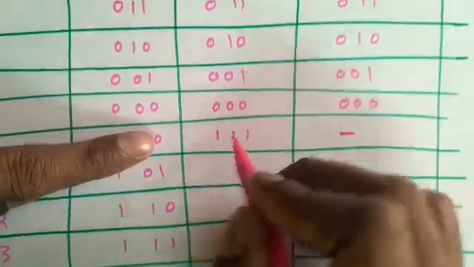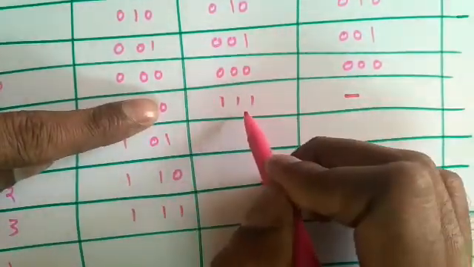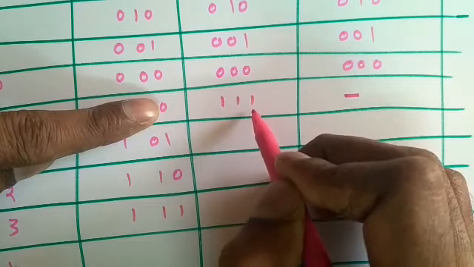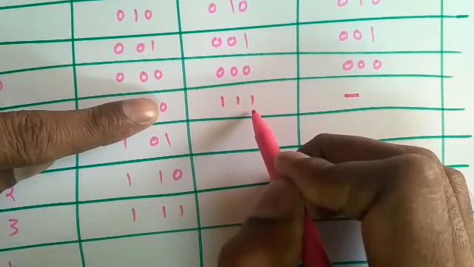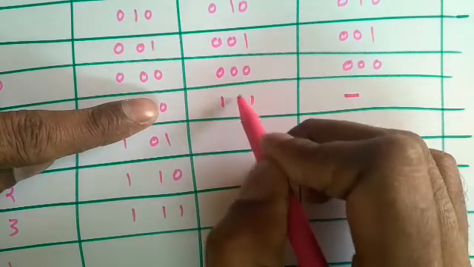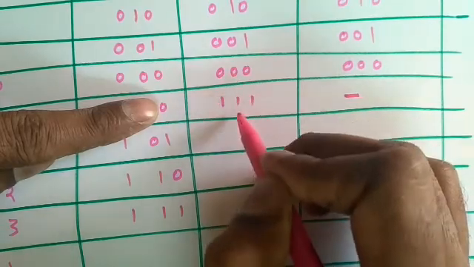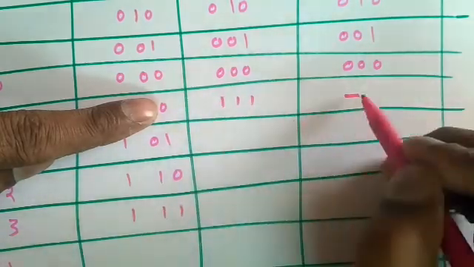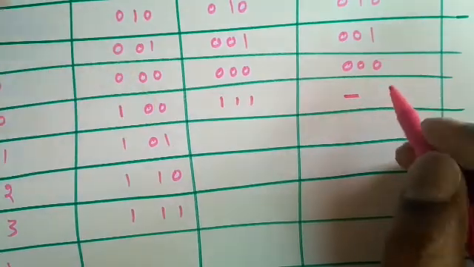So 1's complement means this one. If I add 1, what will I get? 1 plus 1 is 0, carry 1. Again 1 plus 1 is 0, carry. So you will get 0 0 0 only. Anyway, we already represented positive 0, so it is not possible. Yes or no?